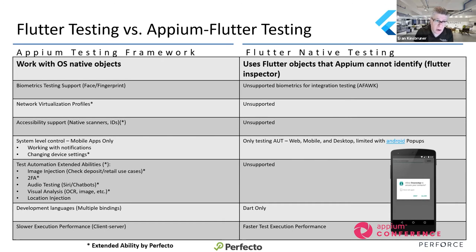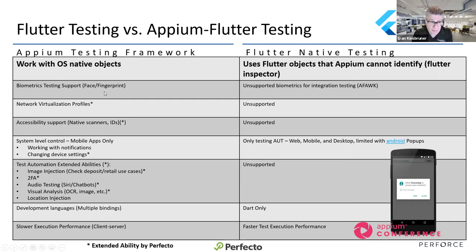As you can see on the left, these are the things that you can do with the Appium testing framework with the Flutter plugin, as well as Appium with Perfecto. On the right-hand side, this is what you can do with Flutter Dart, the Flutter native testing technology. And as you can see, there are a few things that are, A, by design, B, just maturity limitations of Flutter that Appium can close.